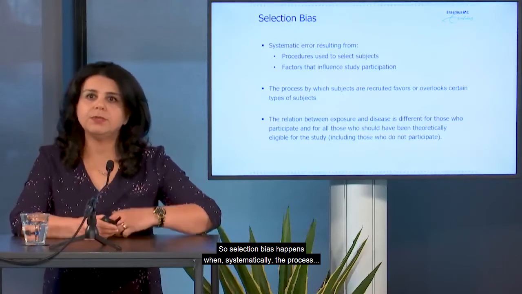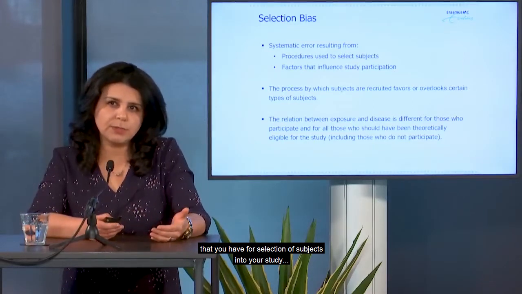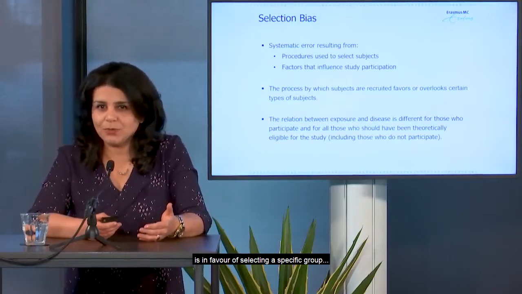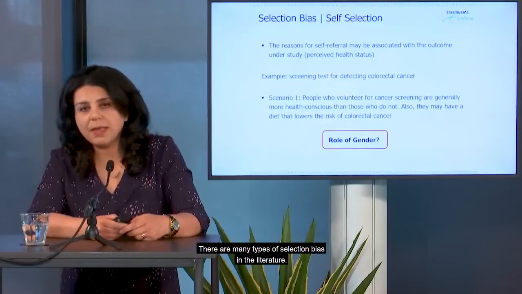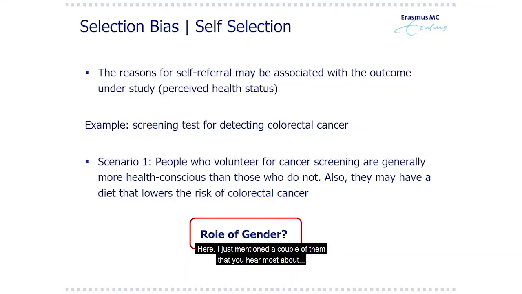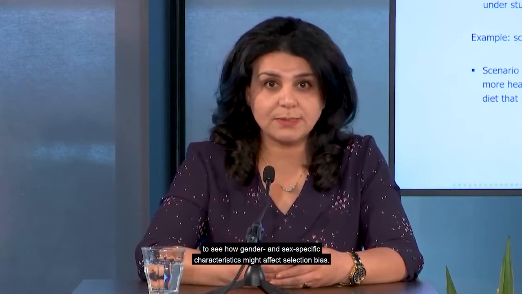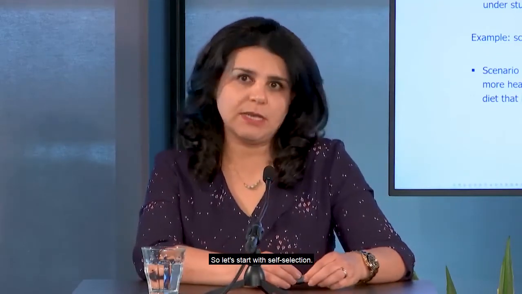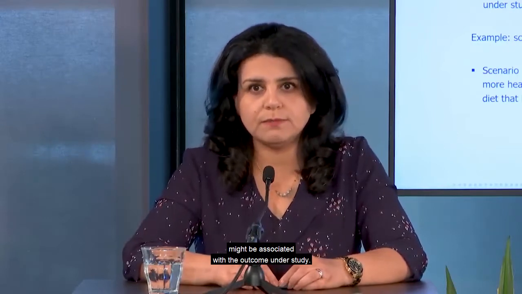So selection bias happens when systematically the process that you have for selection of subjects into your study is in favor of selecting a specific group, or it overlooks selection of another certain group of individuals. There are many different types of selection bias in the literature. Here, I just mentioned a couple of ones that you hear most about in epidemiological and clinical studies, and I will try to link it to gender and sex-specific characteristics to see how they might affect selection bias. So let's start with self-selection. It's a form of selection bias where the reasons for self-referral might be associated with the outcome under study.